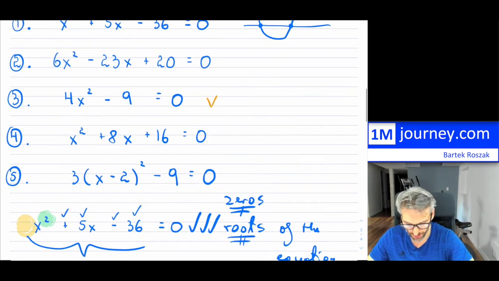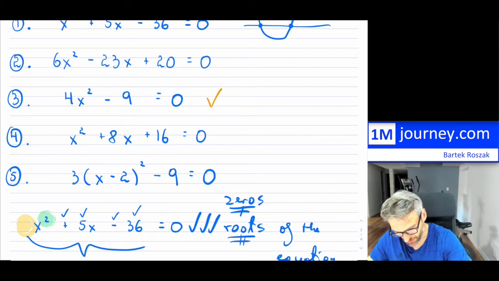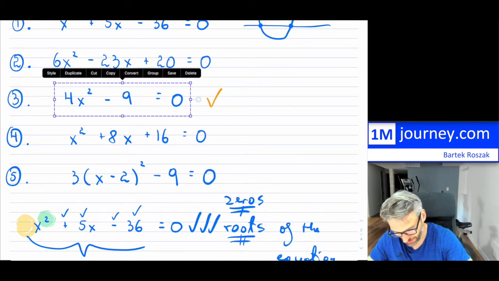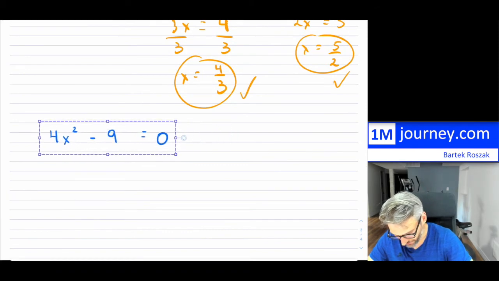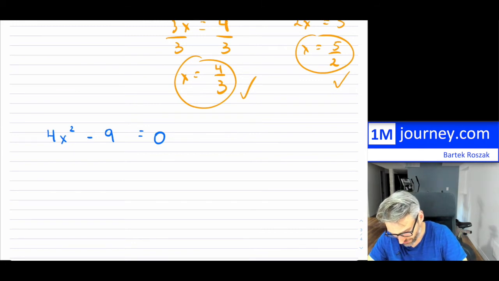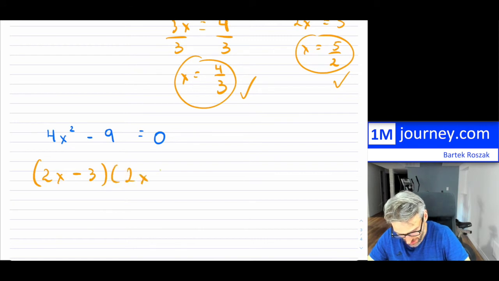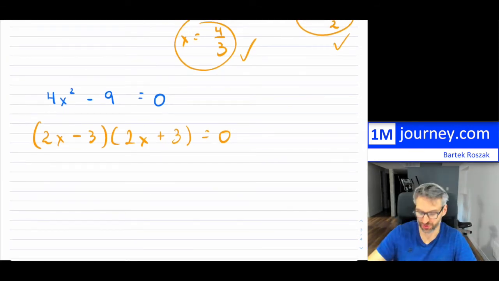Here's example number 3. Luckily, this one is much simpler, because I can already see this is a difference of squares. Let's copy it and bring it down. For this quadratic, there's no middle term, and it's a difference of squares. So this is 2x minus 3 and 2x plus 3, and there you have it. That's factored form. And again, I'm going to have 2 roots to this equation.